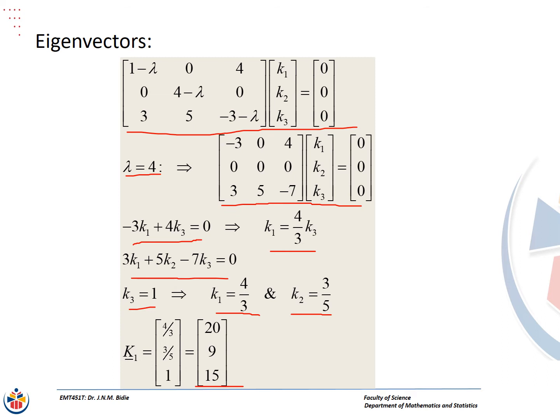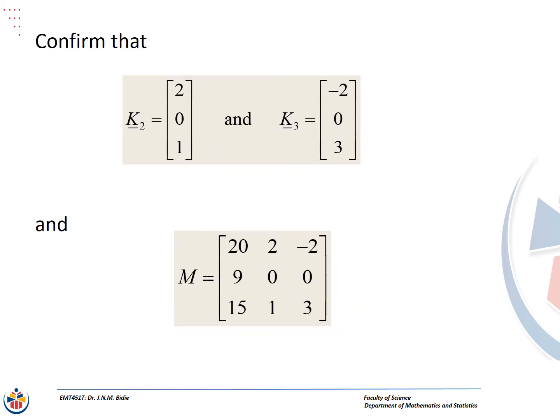Now, I need you to do the same for the others. You need to confirm that the second eigenvector will give you 2, 0, 1, and the third eigenvector will give you negative 2, 0, 3, and your modal matrix will be in that format. Note that the modal matrix must have the same order as the eigenvalues. First eigenvalue gives you an eigenvector that must be in column 1. Second eigenvalue gives you an eigenvector that must be in column 2. And then the third one goes in column 3. Please do the calculations and confirm these solutions.